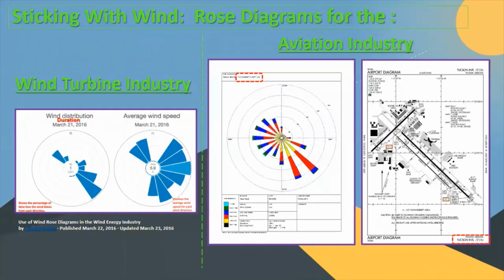So a few more diagrams. I wanted you to get comfortable with them. The wind turbine industry uses this as a big tool in terms of where to site the wind turbines. So they're measuring wind. In this first one, they're measuring duration on a particular date, on March 21st, 2016. This was what the wind profile looked like for that day.